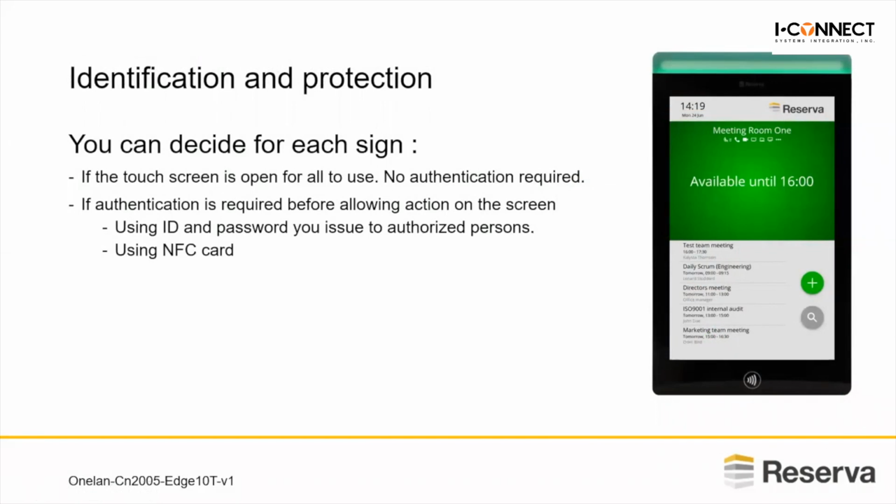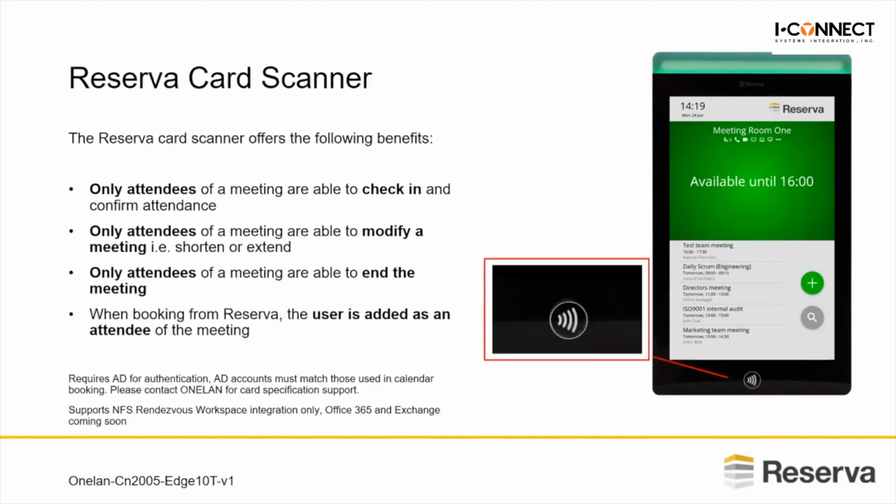For each of the devices, you can make the decision whether you want to protect it with authentication of the operator through an identification process. This can be with an ID and a password or using an NFC card. All the devices come with an embedded NFC reader. So you can straight away use your NFC card, probably the one you are using for your access control to your offices. When you do so, only attendees to a meeting will be allowed to check in or to modify that meeting, including ending or changing the time of a meeting.